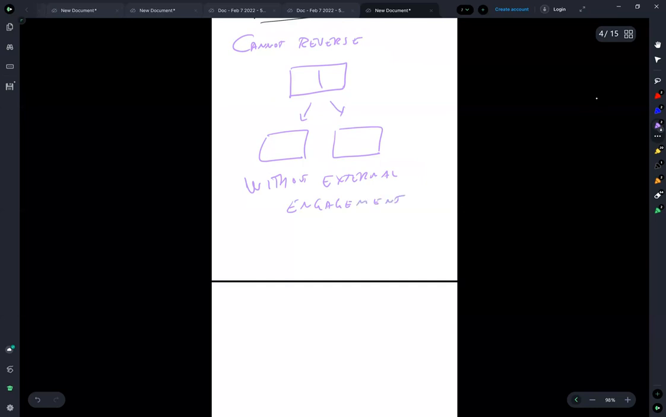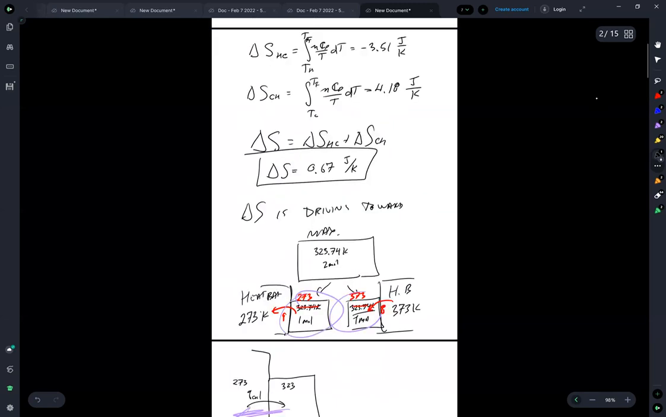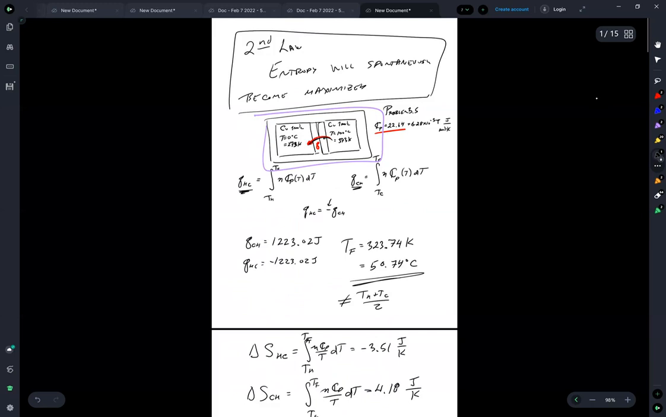Because of an external engagement of some sort, right? Whether that's letting the system do work or absorbing or emitting heat. And when I was working on this and thought this would be a neat little lecture, I saw this and thought, wow, this really kind of offends a person's common sense, right? Because we start out with some internal energy, and that internal energy is associated with having two blocks that are separate and at different temperatures.